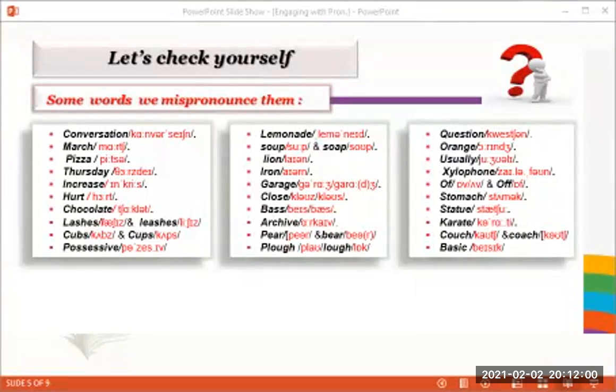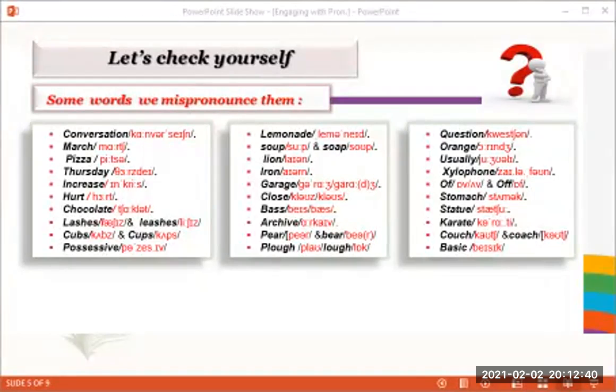Who can say the second group? Can you, Miss Ola? Lemonade, soup, lion, iron, garage, clothes, base, archive. Very small words. Archive. This is the word archive. Pin, bear, pin, bluff, plow. Bluff. Plow. I think plow, not plow. Plow and lock. The other word is lock.